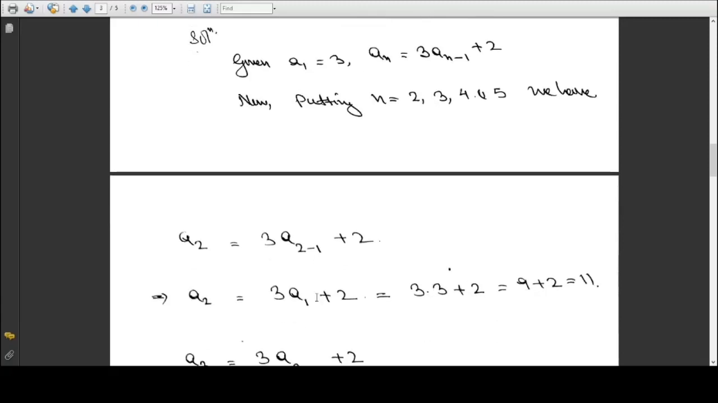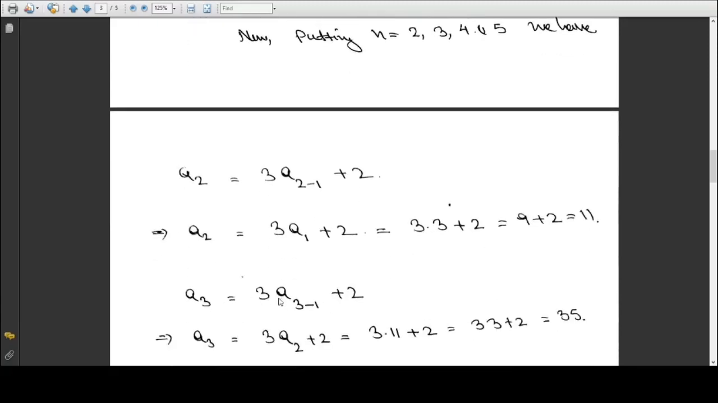Then putting the value of n by 3, a3 is equal to 3a(3 minus 1) plus 2. 3 minus 1 is 2, so it is a2, term 2, plus 2. Now what is term 2? Term 2 is 11. Substitute the value of term 2: 3 multiply 11 is 33, plus 2, which is 35.